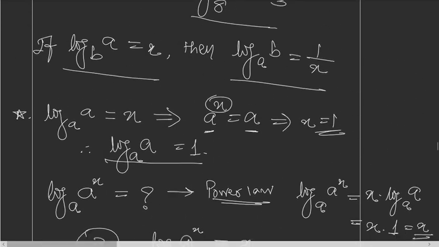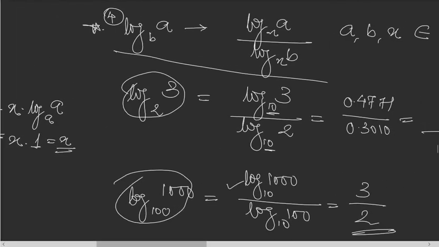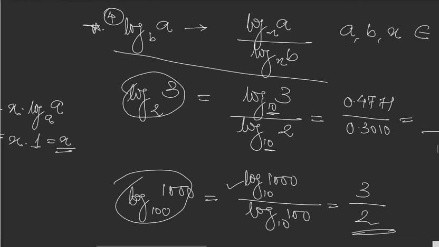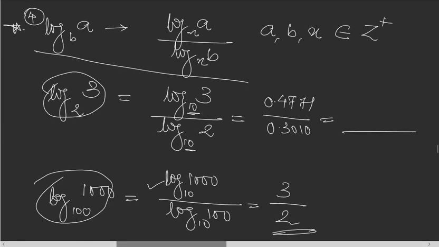where is the fourth identity? Yeah, log of a to the base b is equal to log of a to the base x upon log of b to the base x. A, b and x, all three of them should be positive integers, right?